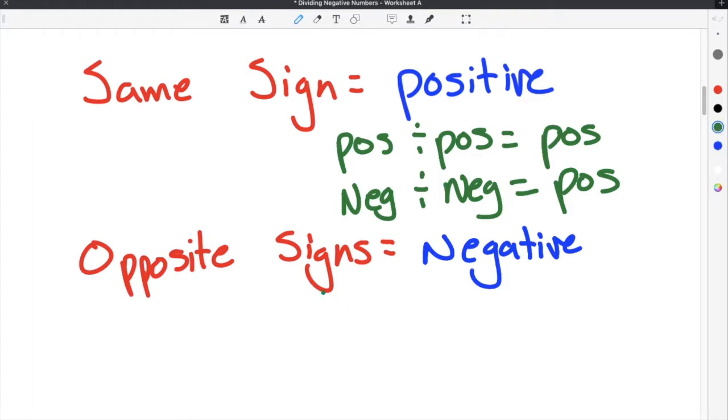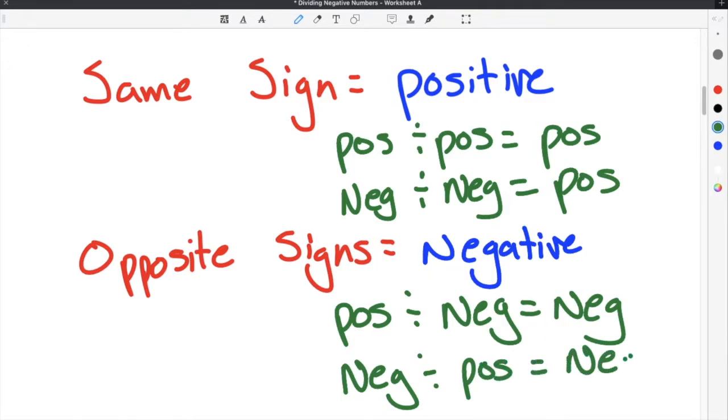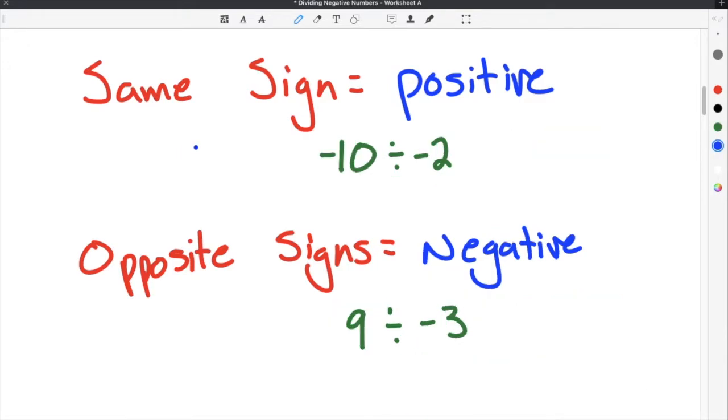So it doesn't matter if you divide a positive divided by a negative, that will give you a negative as your answer. So they have opposite signs, positive and negative. Or if you did a negative number divided by a positive number, that is still going to give you a negative as an answer. Let's do two real quick examples before we go to our practice worksheet.